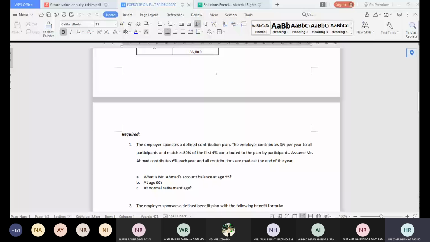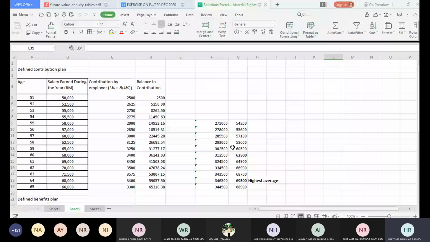Okay, so if you look into the solution here, column C is the most important, because you need to know how many percent is the contribution by the employer to Mr. Ahmad. Now we have sorted out, that is 5%. So once you get that 5%, then it should not be any problems.